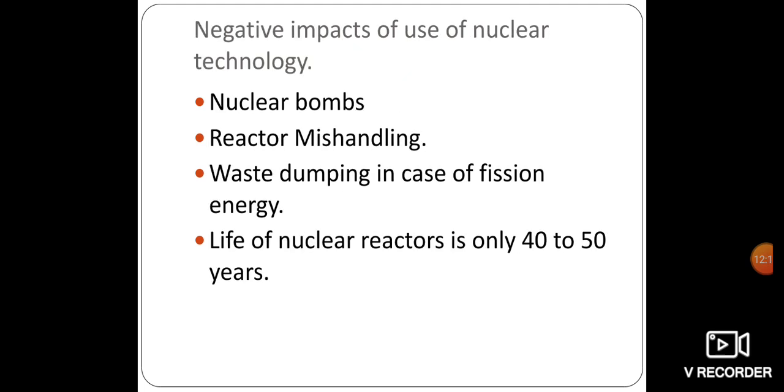Negative impacts of use of nuclear technology. Nuclear bombs. There is a negative impact that nuclear bombs can be generated. Reactor mishandling. If there is any reactor mishandling, the nuclear fuel can get leaked and it may harm the ecosystem. Waste dumping. In case of fission energy, there is a huge amount of work in the waste dumping. In the case of fusion energy, it is also a bit risky. Life of nuclear reactors is only 40 to 50 years.